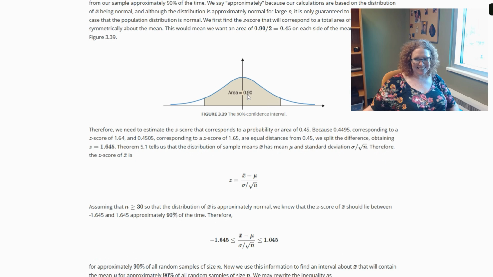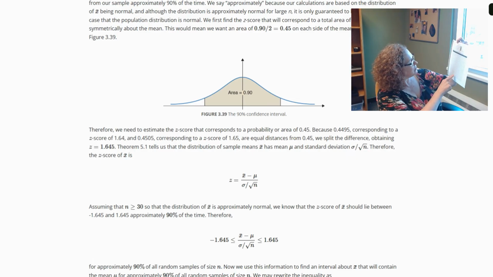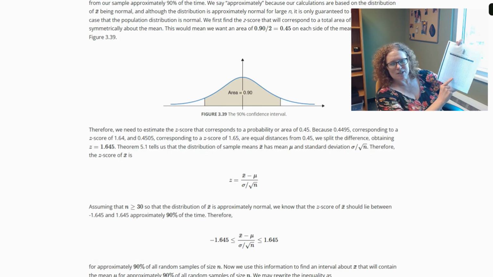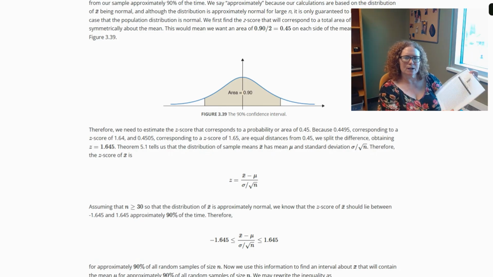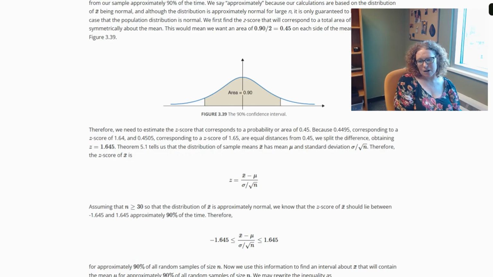So we look on our table. Because 0.4495 is right there, that gives 1.645. So the distribution of sample means X bar has the mean of the population mean, and the standard deviation is the standard deviation divided by the square root of n. Remember, it's the square root, not squared. It's a different formula that you use.